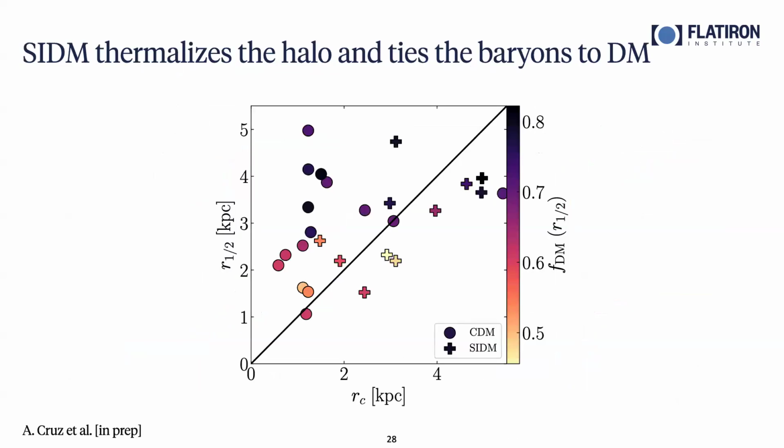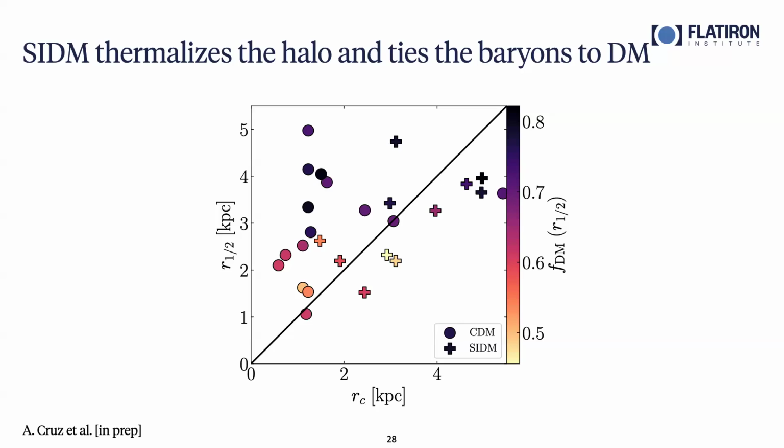Okay? So I want to look at this a little bit more in detail, and that's what I'm trying to do here. So now I'm looking at the half-light radius as a function of the core radius. Same marker styles as before, but now I'm coloring each point in terms of the dark matter mass fraction within a half-light radius.